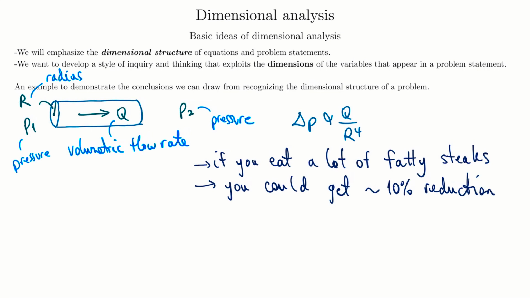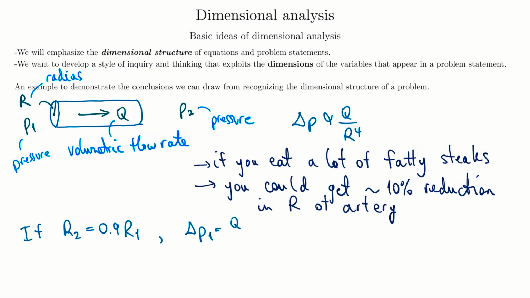So in that case, we want to find out how much harder does our heart have to work? So let's rearrange this for the two cases. We'll take if R2 equals 0.9 R1, so 10% reduction. Now we rearrange this so our delta P2 equals Q over (0.9 R1) to the 4, which equals 1.5 times Q over R to the 4.